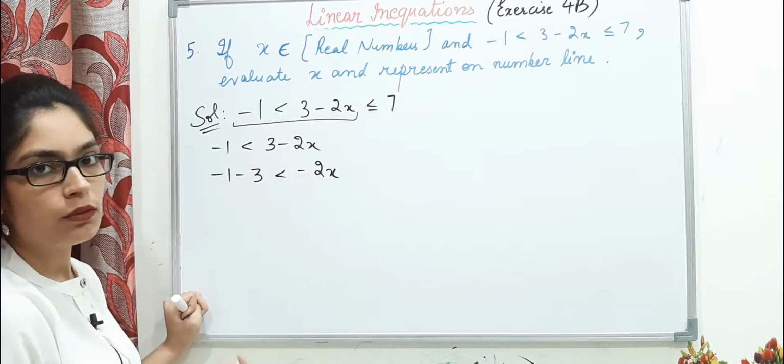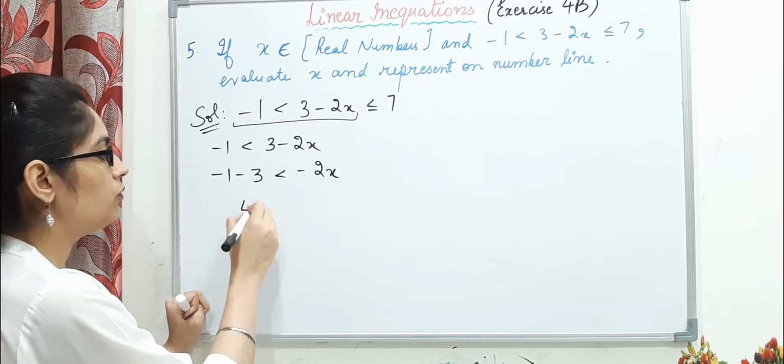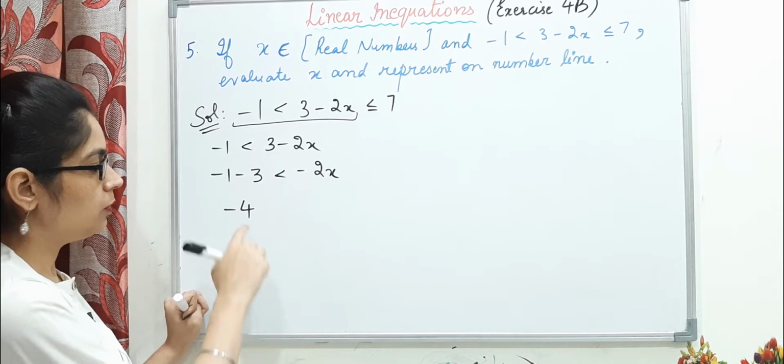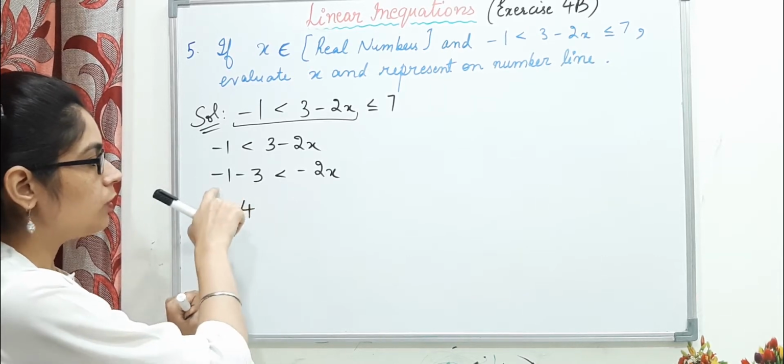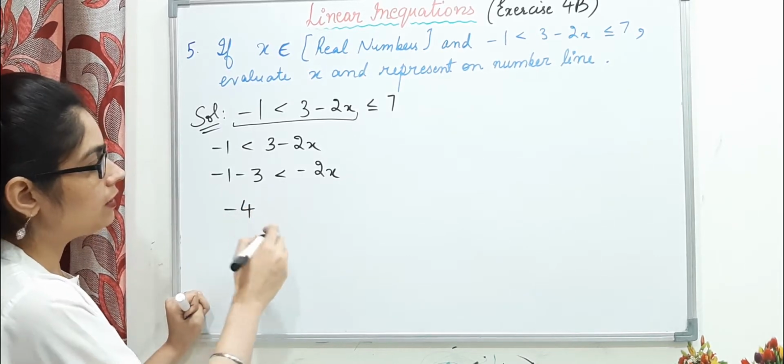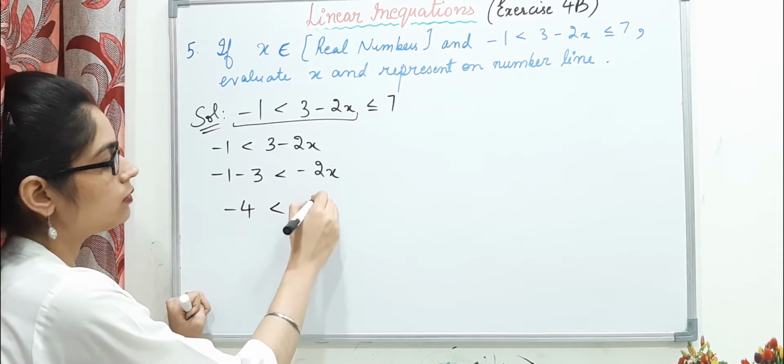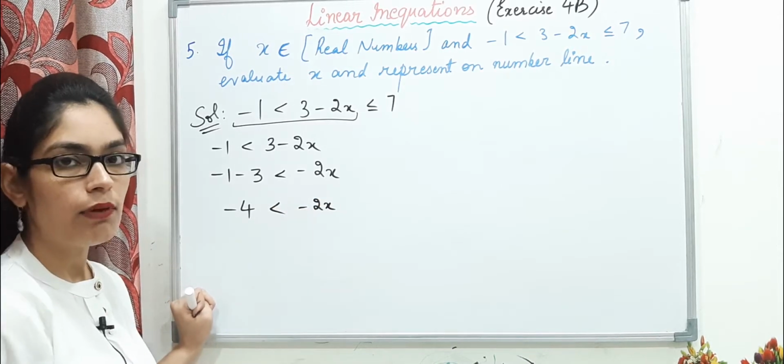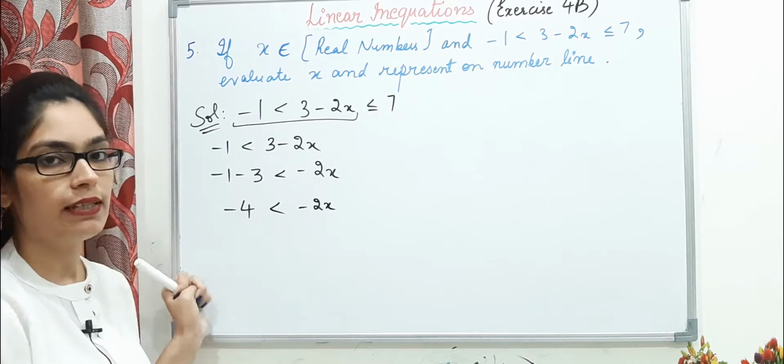Minus minus plus with a minus sign. So 3 plus 1, 4, minus 4. So minus minus plus with a minus sign. So minus 1 minus 3 is equal to minus 4, less than minus 2x. See, we need the value of x. Here minus 2 is getting multiplied.